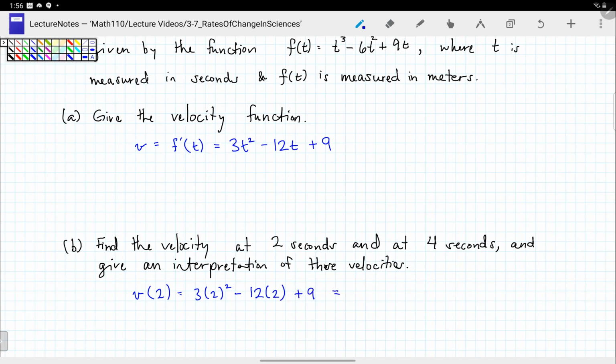which is -3. So stop and think a little bit about what it means that the velocity at t equals 2 equals -3. And see if you can formulate a response to this using units, keeping in mind that f is given as the position function where t is measured in seconds and f of t is measured in meters.